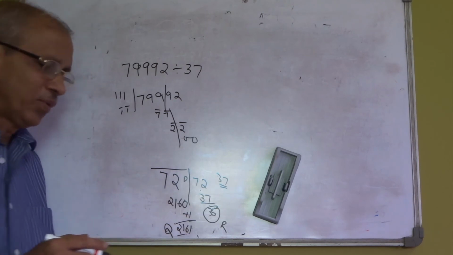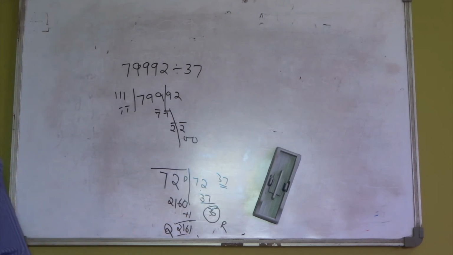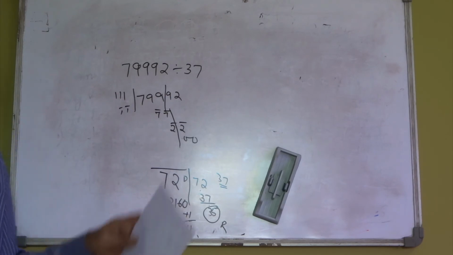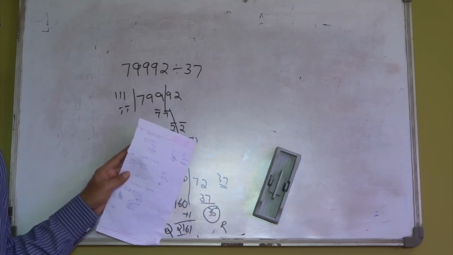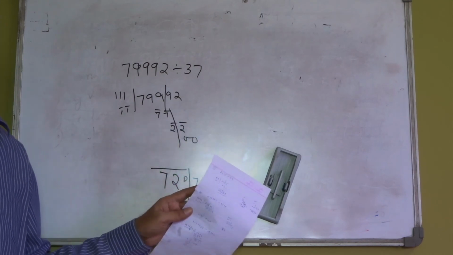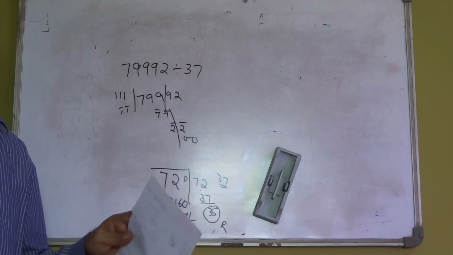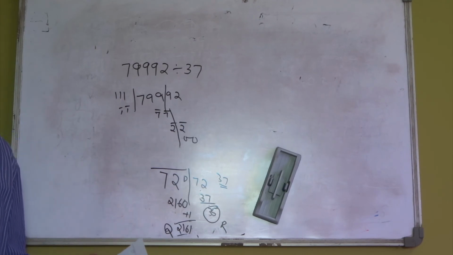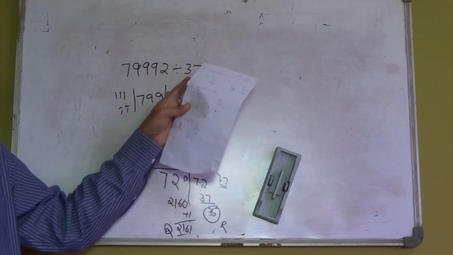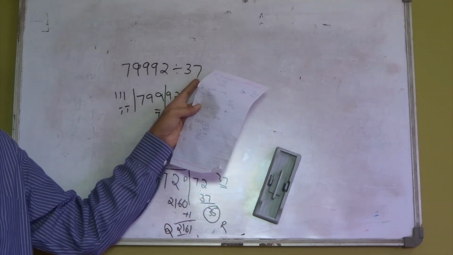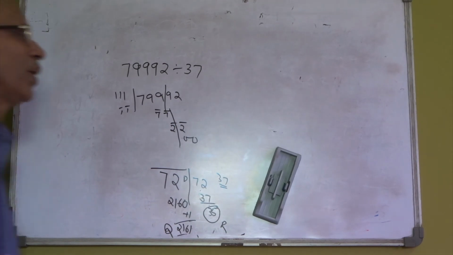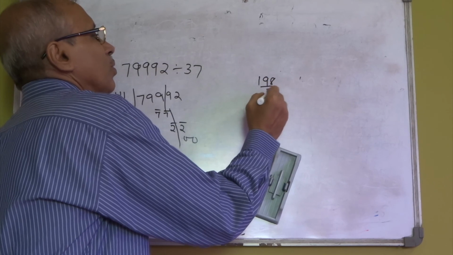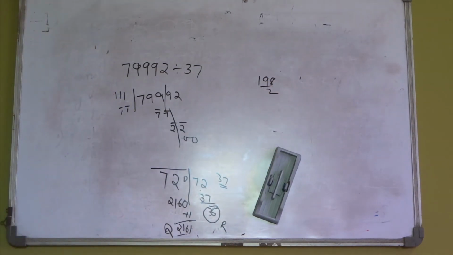So in this problem what we did is division by numbers which are nearer to 100, 10,000, 1 lakh, 10 lakh, etc. With some adjustment we get the quotient and the remainder. But even sometimes even if the number is not near to these numbers like 100, 10,000, 1 lakh, we can convert the divisor by multiplying or dividing. For example, let us say 198 is the divisor. You divide by 2, you get 99, nearer to 100.